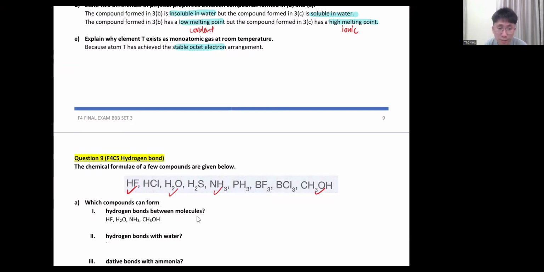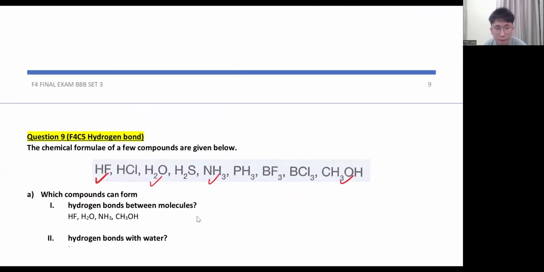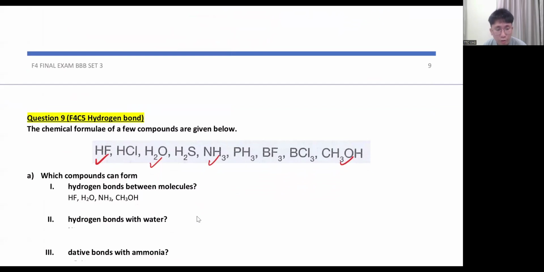Okay, so you see the four answers came out. Then which one can form hydrogen bond with water? So we can say the rest of the three.